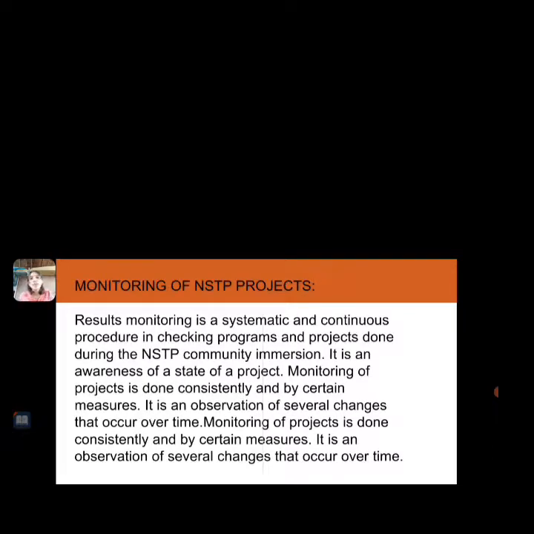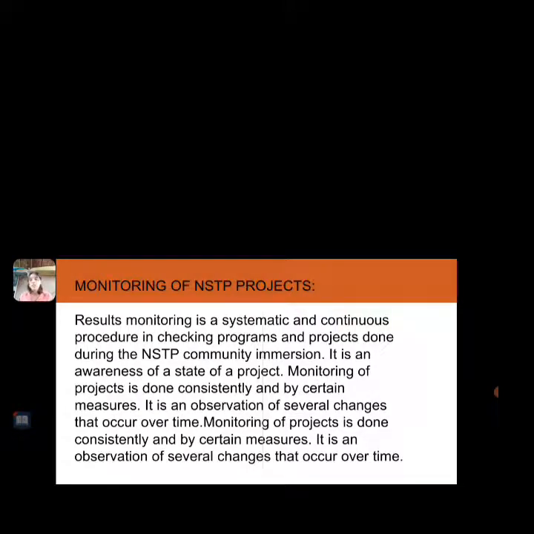So next is monitoring of NSTP projects. So results monitoring is a systematic and continuous procedure in checking programs and projects done during the NSTP community immersion. It is an awareness of the state of a project. Monitoring of projects is done consistently and by certain measures. It is an observation of several changes that occur over time.